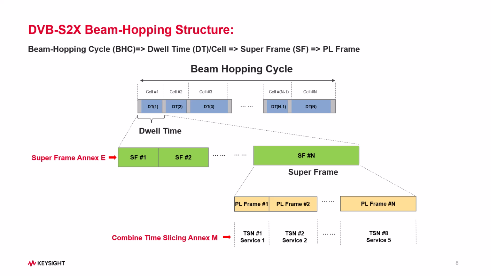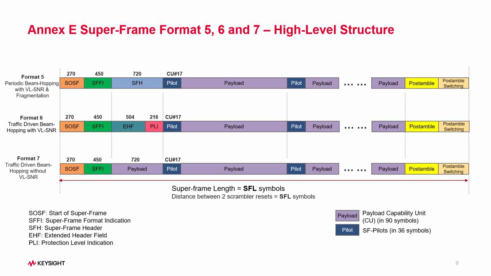So here's the logic to create your testing signal. How many dwell times do you have? How many superframes per dwell time? How many PL frames per superframe? And do you want time slicing? Annex E defines 3 formats. Format 5 for periodic beam hopping, Format 6 and 7 for traffic-driven cases.